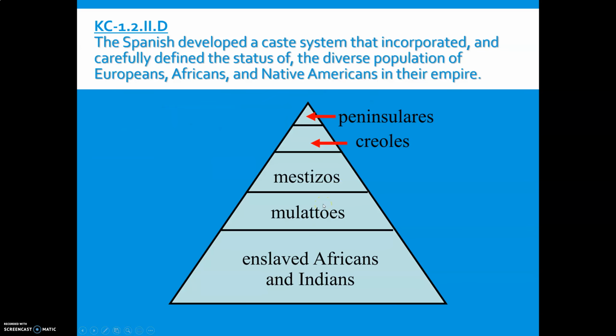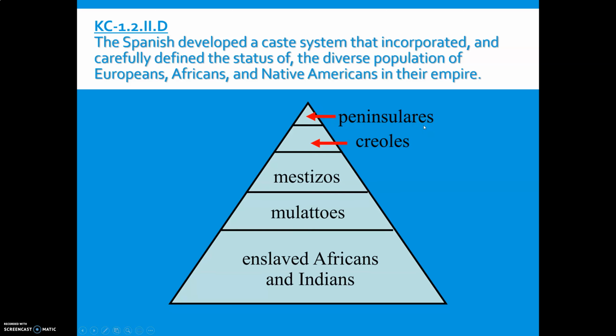Our next learning objective states that the Spanish developed a caste system that incorporated and carefully defined the status of the diverse population of Europeans, Africans, and Native Americans in their empire. So we've seen this graph earlier this year. This is a basic layout of the Spanish colonial society. At the bottom, you of course have the workforce, your enslaved Africans we just talked about, and the Native Americans themselves. Above them you have a group called mulattoes, above them mestizos, above them the Creoles, and at the very top the Peninsulares. So we're going to work our way backwards on this and look at the Peninsulares first.